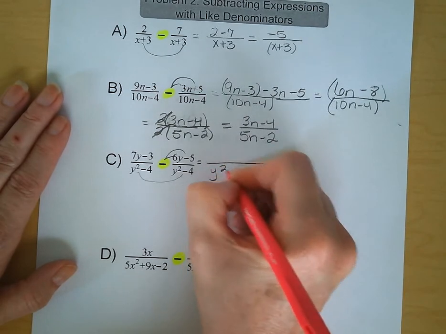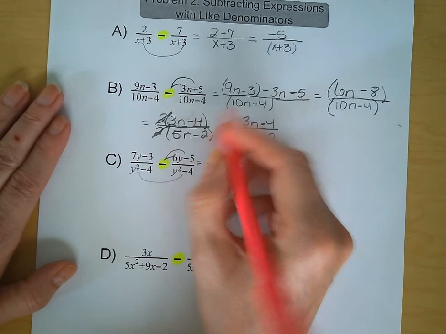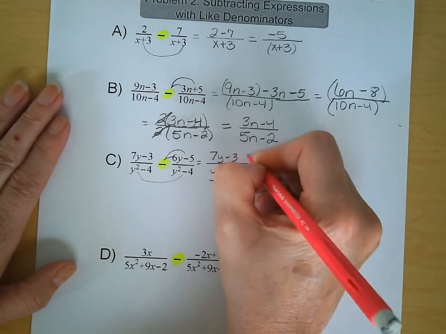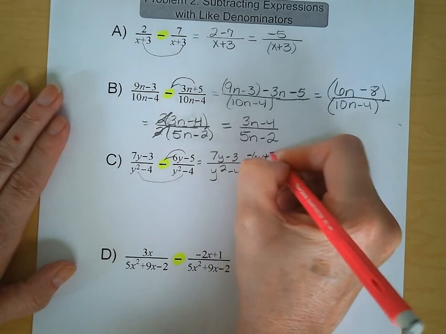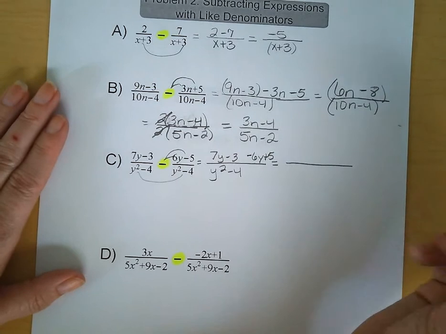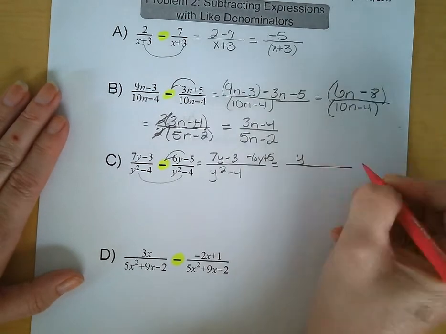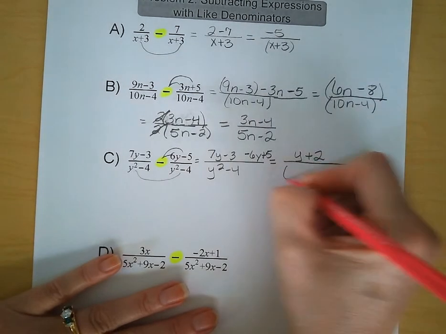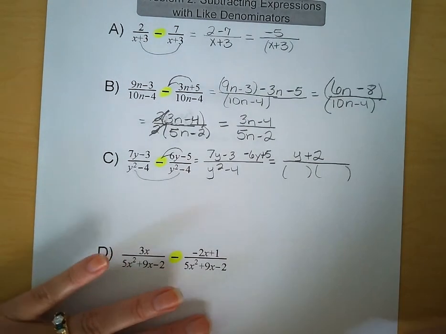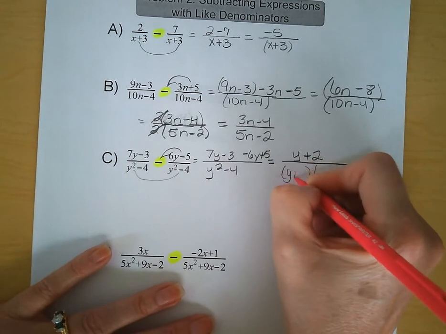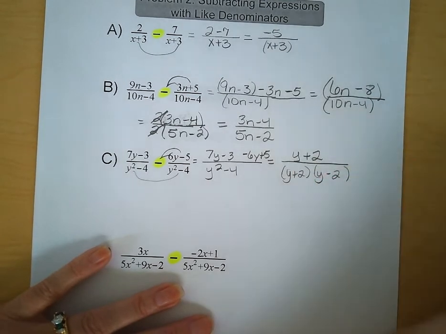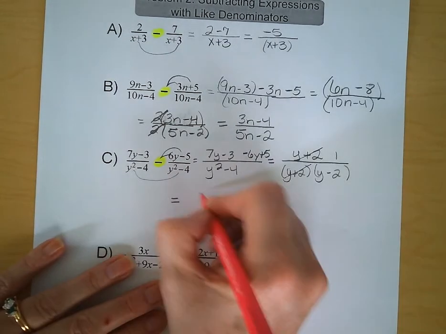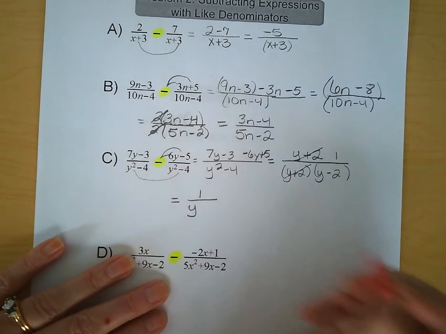Next up, remember, distribute the negative sign or the subtraction symbol to both terms in the numerator. We've got 7y minus 3 minus 6y plus 5. Combine like terms, 7y minus 6y is just y. Negative 3 plus 5 is 2. Our denominator is a difference of two perfect squares, so we have y plus 2 and y minus 2. Our y plus 2's cancel out, and we are left with 1 over y minus 2.